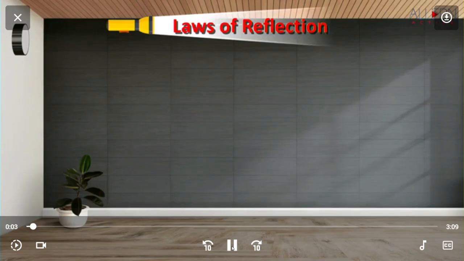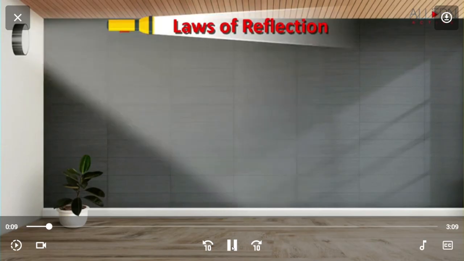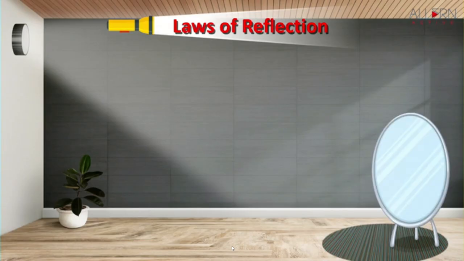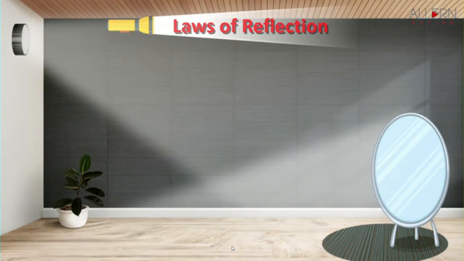What is laws of reflection? So before understanding laws of reflection, let us understand what reflection is first. Here you see that light is traveling in a straight line. But the moment we keep a mirror, which is a reflecting surface, in front of light, light gets reflected. That means it gets bounced back. This bouncing back of light is called reflection.